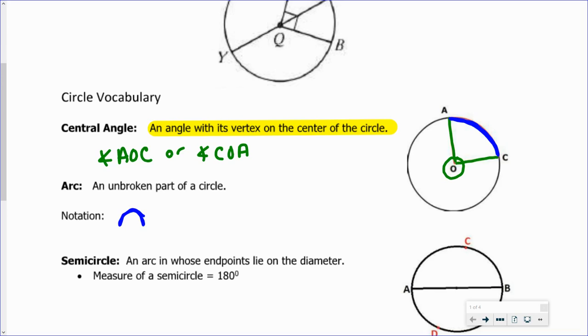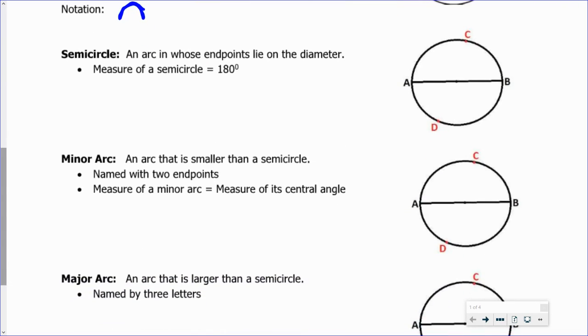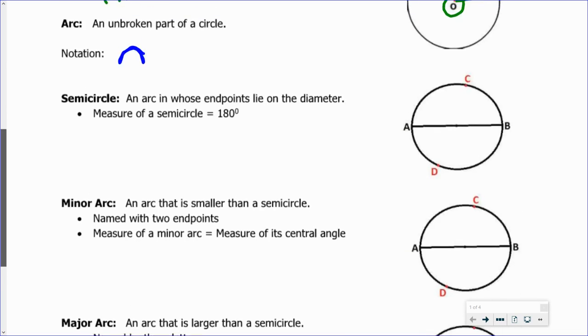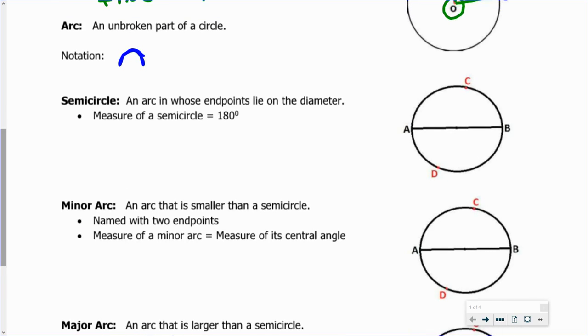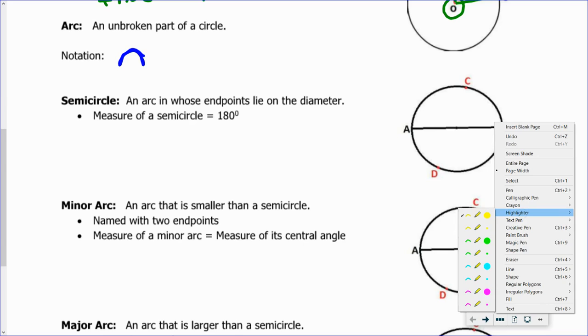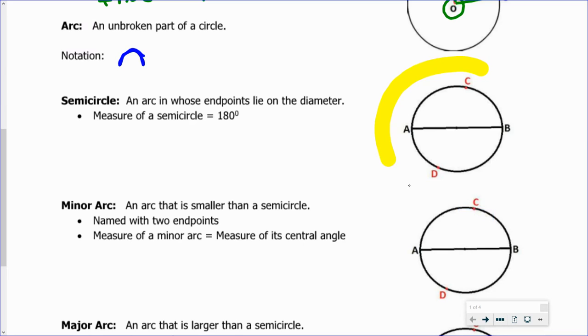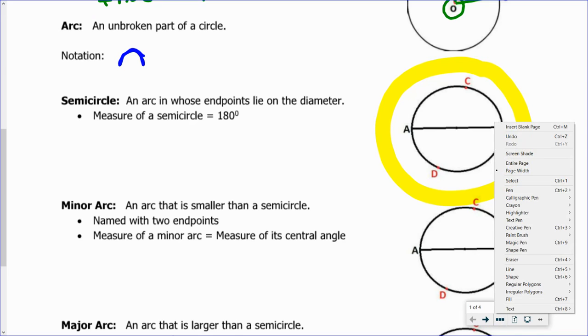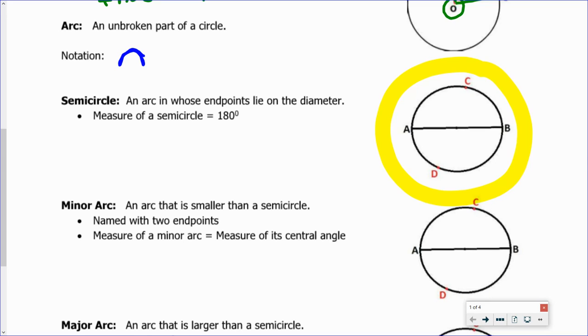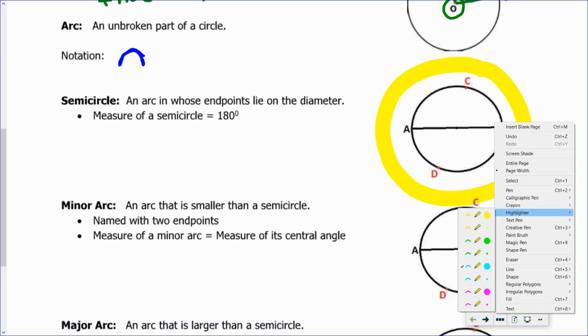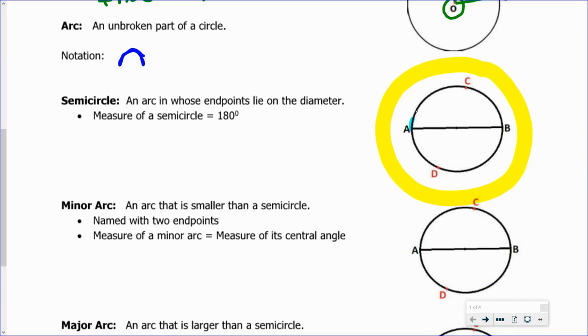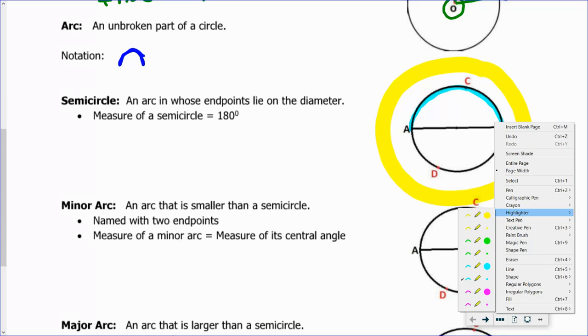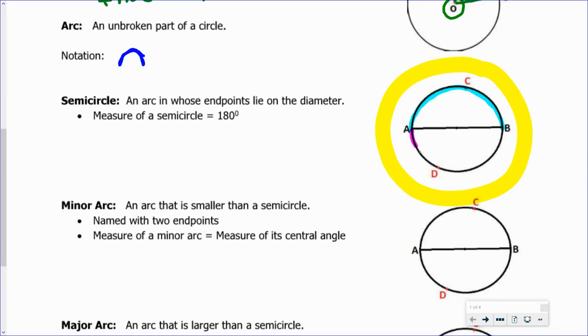So what I'm actually going to do is go out of order a little bit here. I'm going to go to the minor arc. Actually, no, we'll do semicircle. All right, so the semicircle is an arc whose endpoints lie on the diameter of a circle. So if we look at this diagram that I'm highlighting right here, I'm circling in yellow. Okay, there's actually 2 semicircles in that diagram, and I'm going to highlight those for you right now. Okay, so we have this one that I'm highlighting in blue, and then this other one that I'm highlighting in purple.